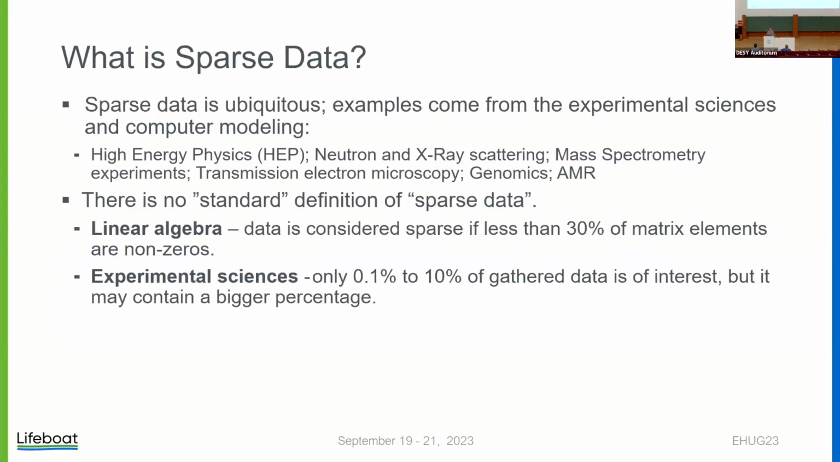So what is sparse data? Really, again, it comes from everywhere, and there's no standard definition, so we need to say, okay, we know. In linear algebra, data is usually considered sparse if less than 30% of matrix elements are non-zero. And in experimental sciences, in the use cases we saw, 0.1% to 10% of the gathered data is of interest, but it may contain a bigger percentage.